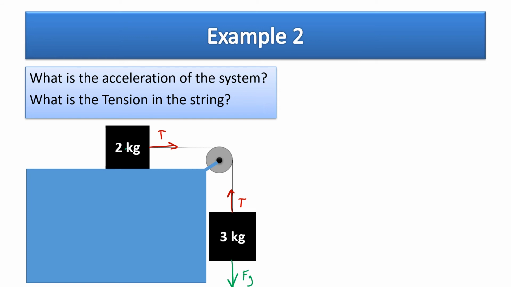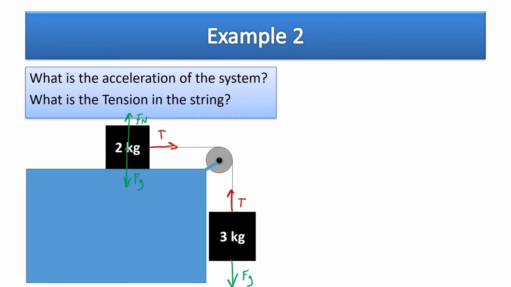The weight of the 2 kilogram block is not pointing in the same direction as the acceleration, so we don't have to include it in our analysis. The weight here is actually just balancing out the normal force here. So that's cool if you want to do something with that, but really that net force equation is just going to be equal to 0 in this direction. However, in this direction, it's not.